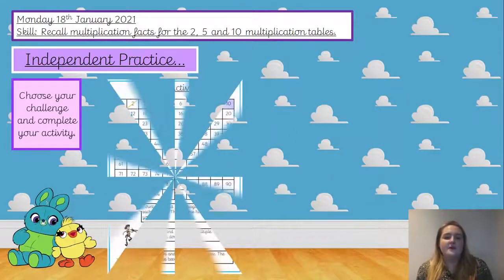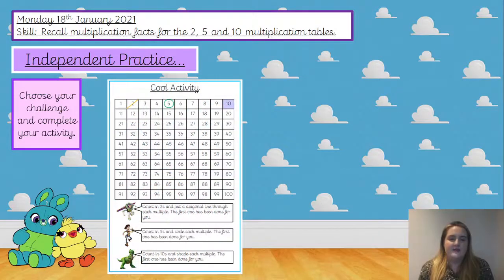The first one you might do then is the call activity. So as you can see here, all of these activities will be underneath this video on the website. And this activity is the call challenge. So the call challenge, you're going to be counting in 2s, 5s and 10s, and you're going to be marking the multiples off on your 100 square.